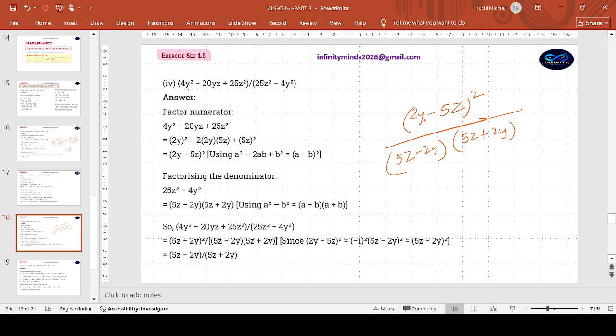Now see, it's a square. The answer will not matter if I change the 5z, 2y, minus 5z. No, this is 5z minus 2y. Just a second, sorry. Okay, that's your numerator. 5z minus 2y is your a square minus b square, a minus b into a plus b. Yes, so one of the times it will cancel.